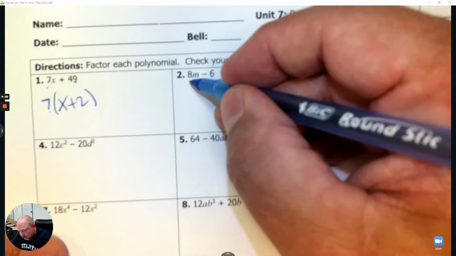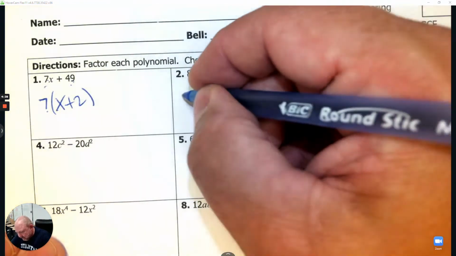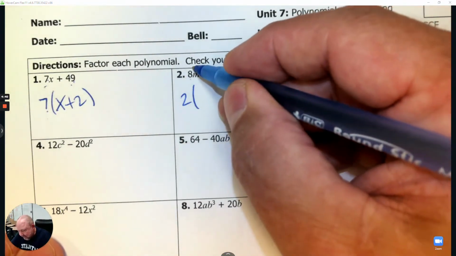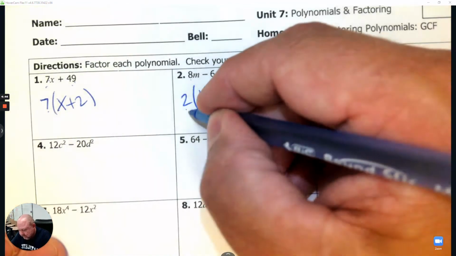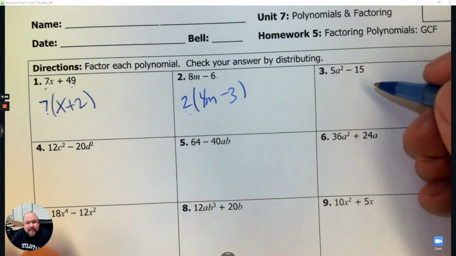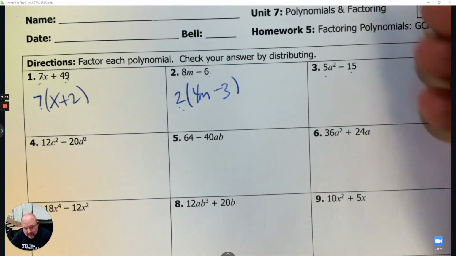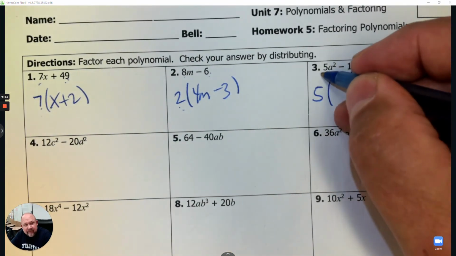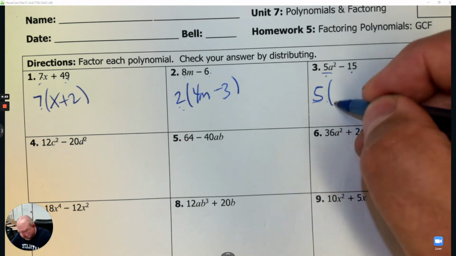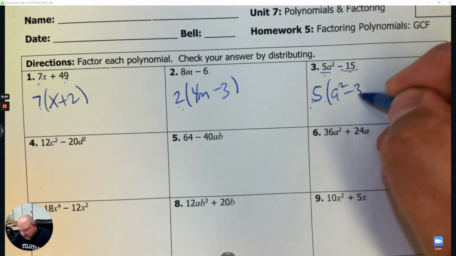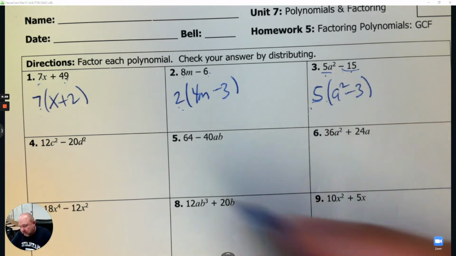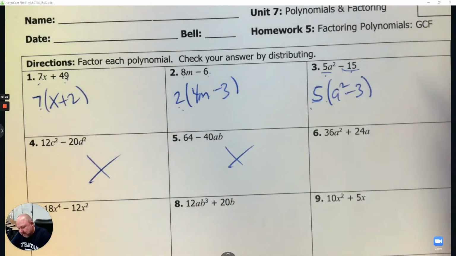What number goes into 8 and 6? What number do they share? And then 8m divided by 2 is 4m, and negative 6 divided by 2. Look at what number goes into both. And then 5a squared divided by 5 is 1a squared. Negative 15 divided by 5 is negative 3. So we're not going to do 4 or 5.